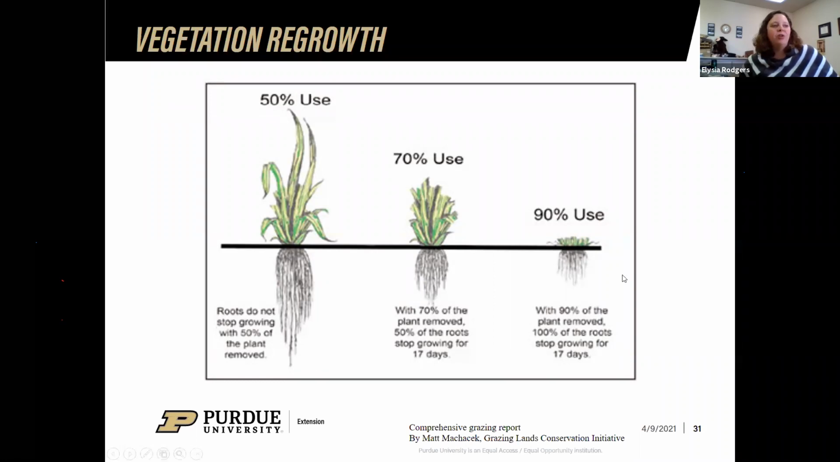And then when you look at when you remove 90% of that plant, so taking it down to maybe an inch, all of the roots stop growing for 17 days. So in that middle section, we have 50% of the roots that stop growing, so you still have a little bit of energy going. On the right-hand side, 90% of that plant material taken away, all of your roots are going to stop growing. So that plant is going to have a much harder time recovering and getting going again.